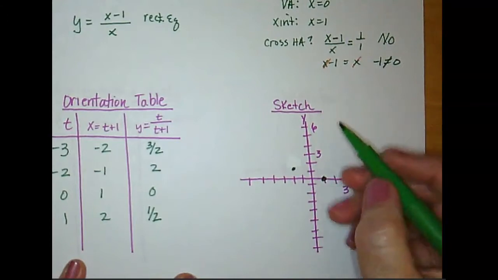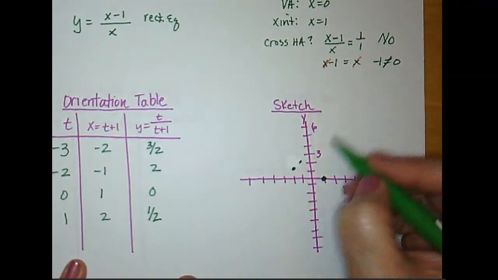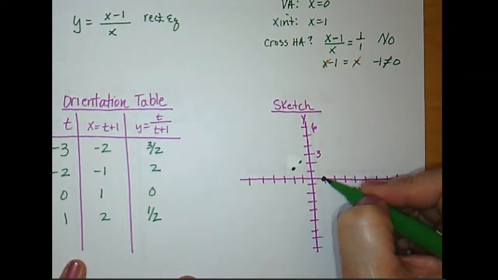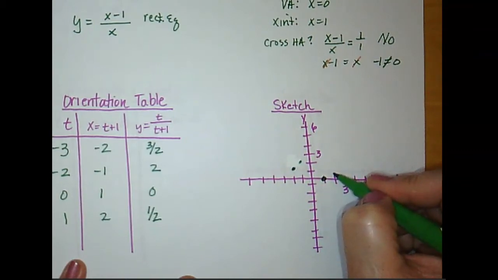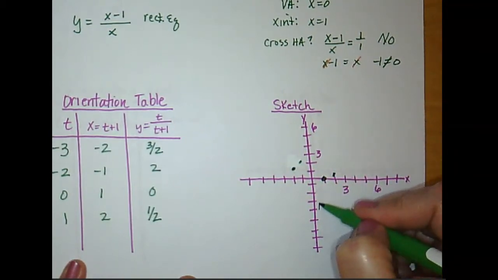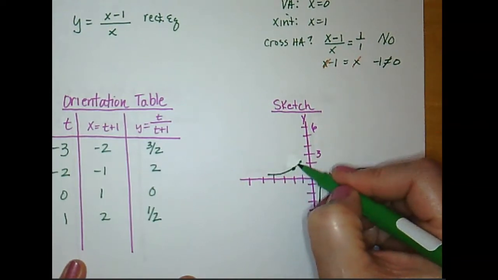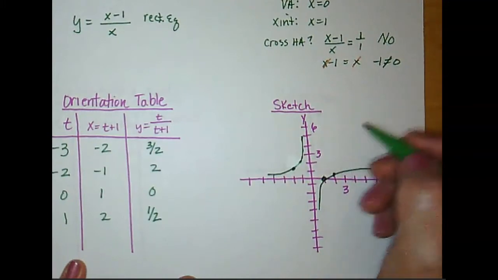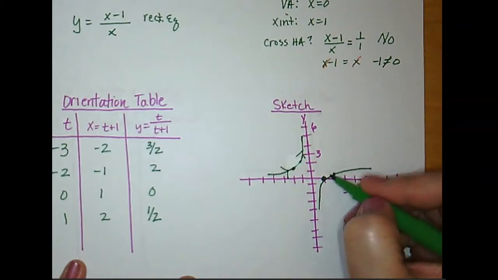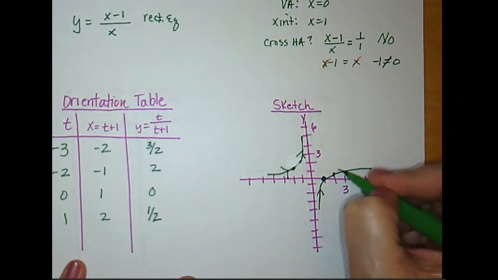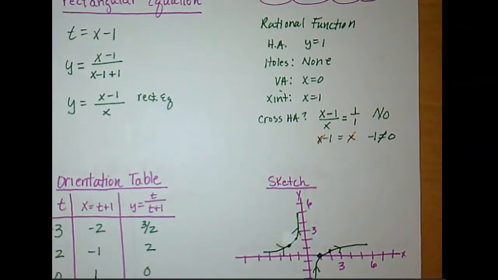And then I'm going to have -1, +2, so that should be going up a little bit. Then I have 1, 0, and then I have 2, and I have 1/2. So basically, I have this going on, and the orientation then is going to go this way, and then it's going to hop over and continue this way. So does this graph match what we knew about our rational function?